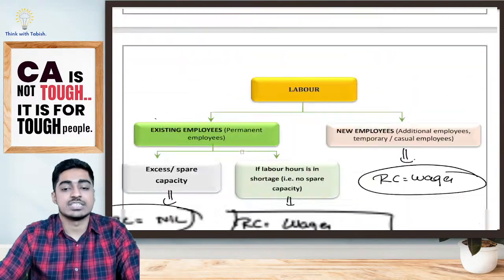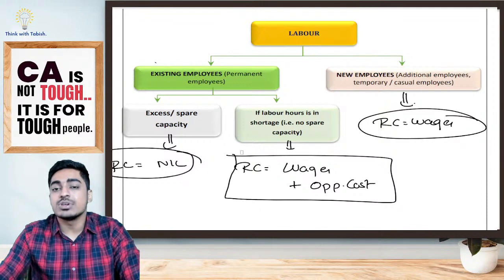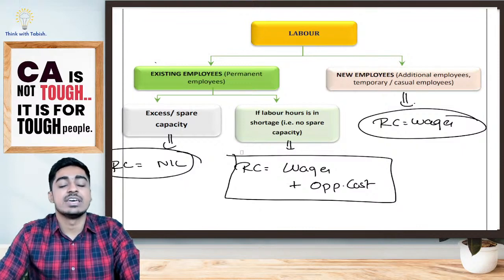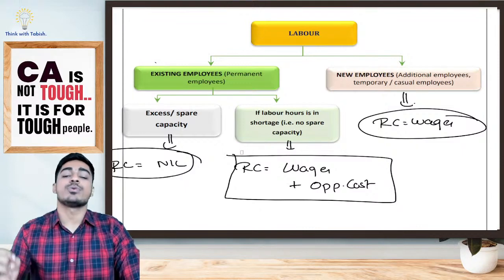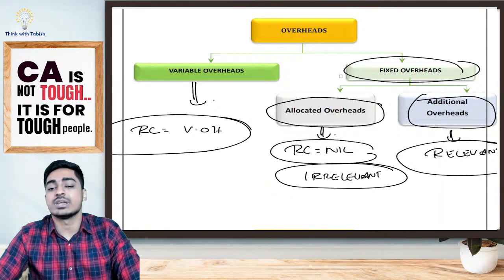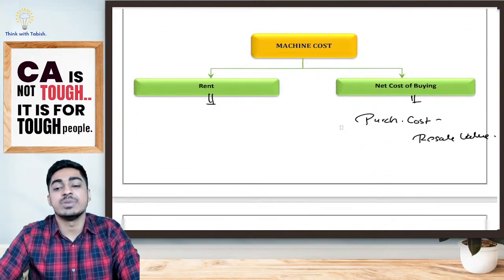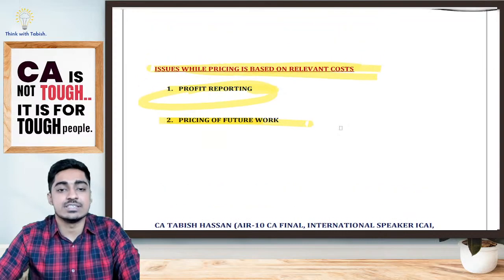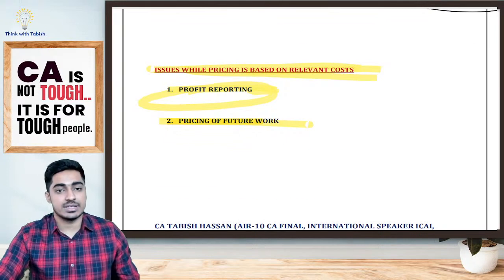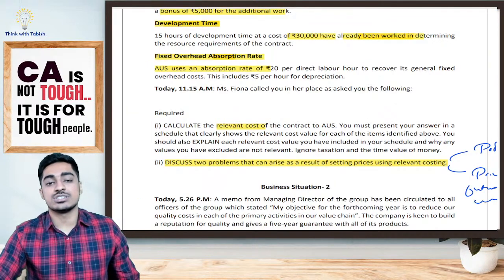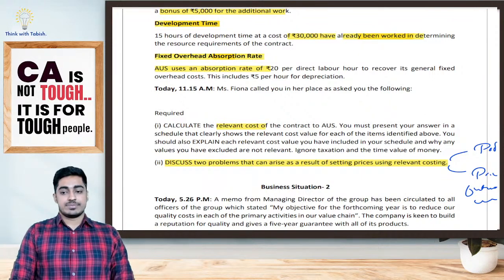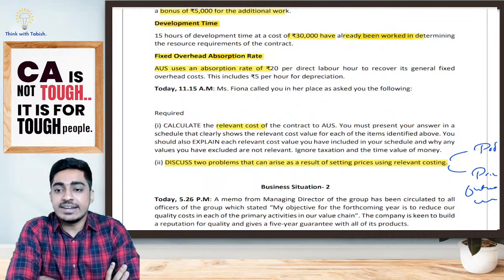Next, for labor, if it is new employees, additional employees, wages paid will be relevant. But if it is existing employees, if we have spare capacity, it is irrelevant. But if there is a shortage, then wages and opportunity cost are relevant. Thirdly, overheads. Variable overheads are always relevant. Fixed overheads allocated are irrelevant. Additional is relevant. And machine cost is rent or net cost of buying, whichever is lower. The issues we have are while reporting the profit and for pricing the future work. With this, we have finished the concept and looked at all questions of the study material from the concept relevant costing. So with this, we end this session.